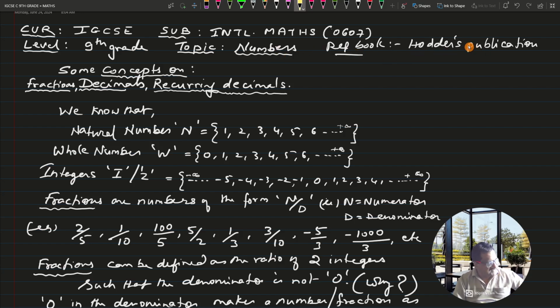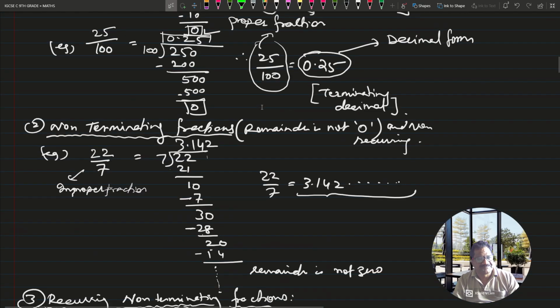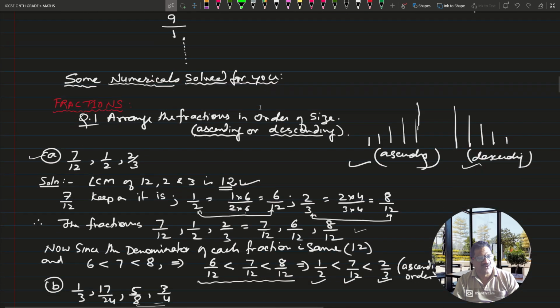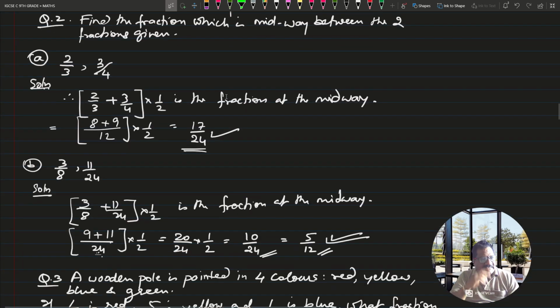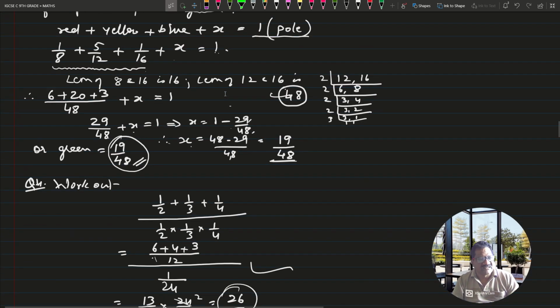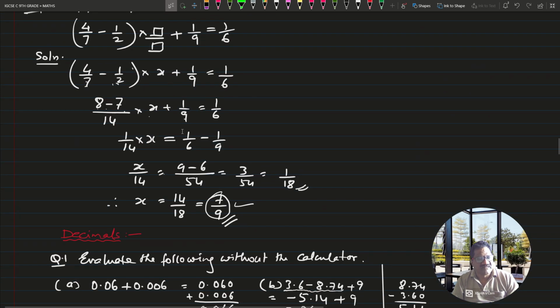Now we had already started with numbers, and we had already discussed fractions, decimals, and recurring decimals. Then I had also started with some numericals on fractions, which I had completed. I think I had done some 4 or 5 questions, till here. Yeah, this is what I did in the last lecture.